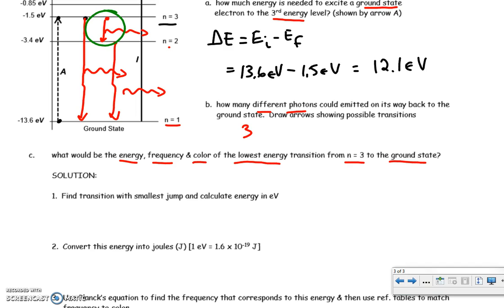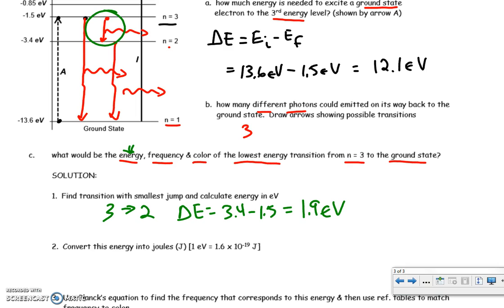So our solution is, let's first of all find the smallest jump and calculate the energy. The jump that we're talking about is from 3 to 2, not 2 to 3, but from high to low. And that energy is going to be 3.4 minus 1.5, and that's going to give us 1.9 electron volts of energy. So we've answered this part.